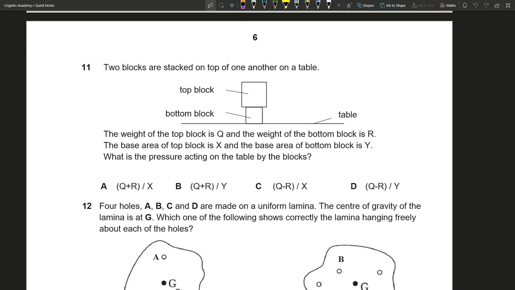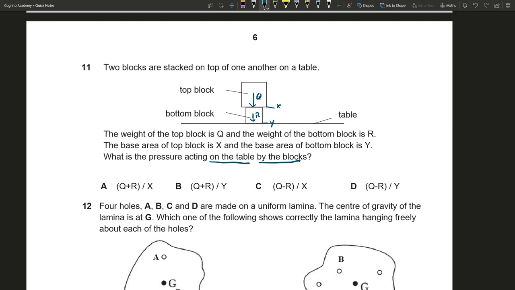Going through question 11, two blocks are stacked on top of one another on a table, and then we are told that the weight of the top block is Q, the weight of the bottom block is R, and the base area of the top block is X, and the base area of the bottom block is Y. We ask what the pressure acting on the table by the blocks is.